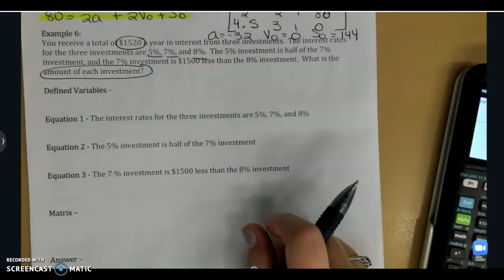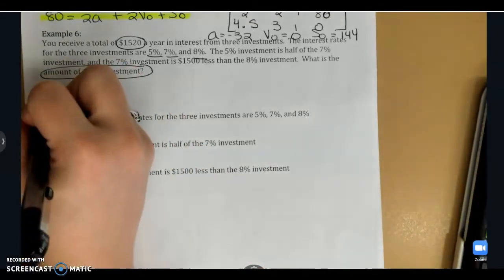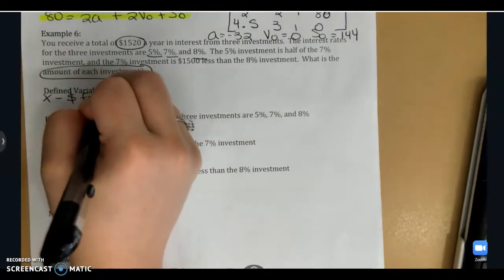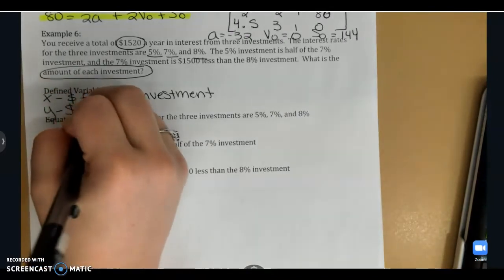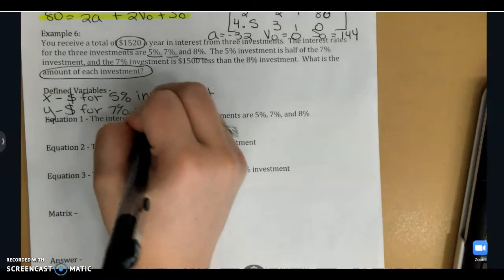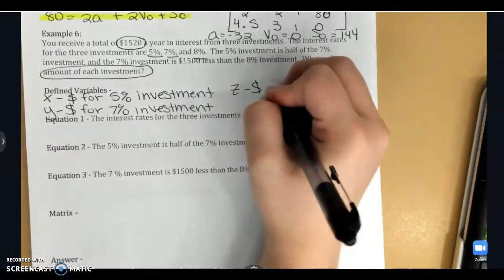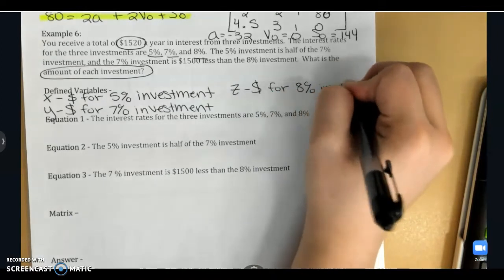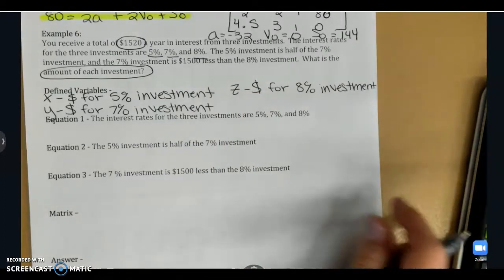So the first thing we need to do is define our variables. We can use X, Y, Z, A, B, C, anything you'd like. So X is going to be our amount for the 5% investment, or whatever variable you choose. Then we're going to have the amount for our 7% investment. And then our third one will be the amount for the 8% investment. Okay, so we're looking for the amount of each investment, and I have 3 investments. So there's my X, Y, and Z.